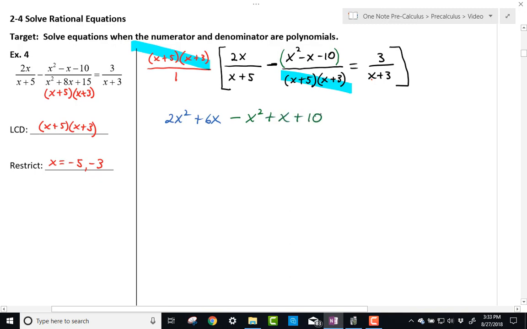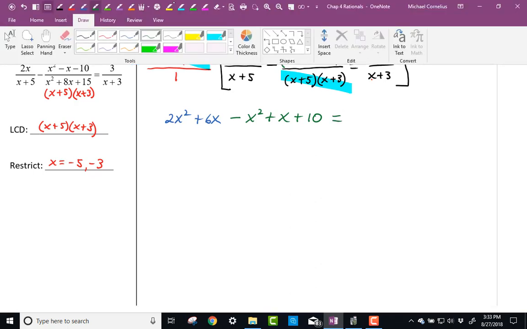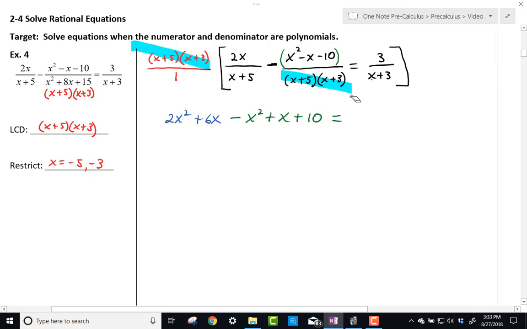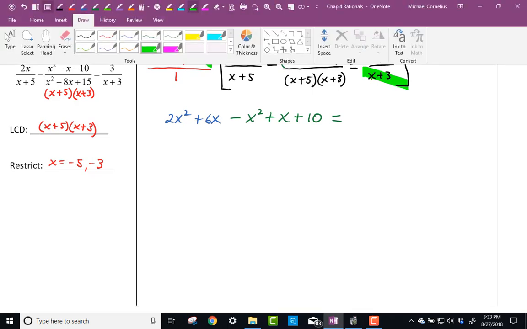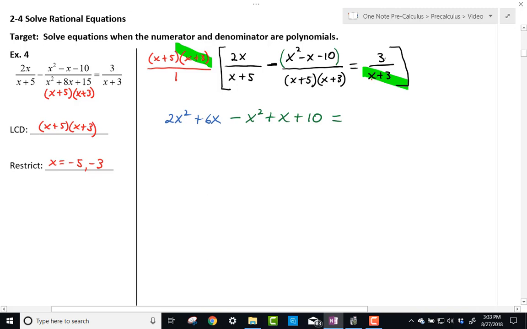All right, so that takes care of my middle section, and now I need to do the same thing on the end. So I'm going to take, and we're going to get rid of this. It doesn't really matter if we get rid of that or not, but my LCD in red with my fraction at the end, the x plus 3 here and the x plus 3 here cancel each other out. And once again, I'll multiply 3 times x plus 5, which is 3x plus 15.